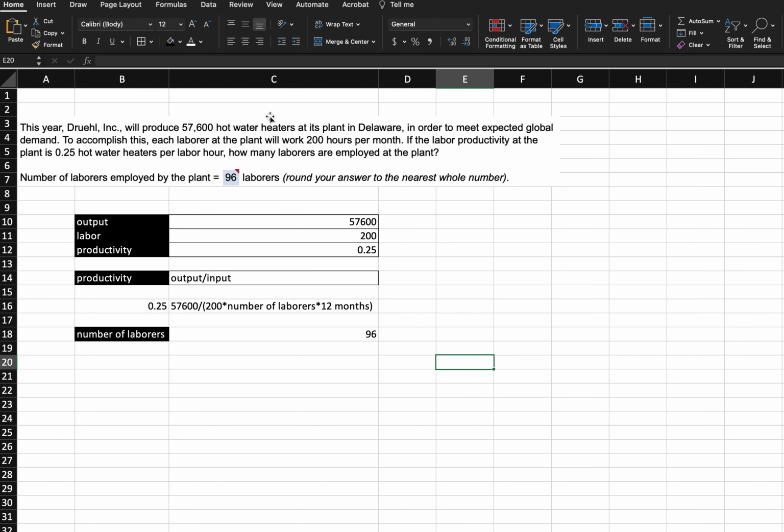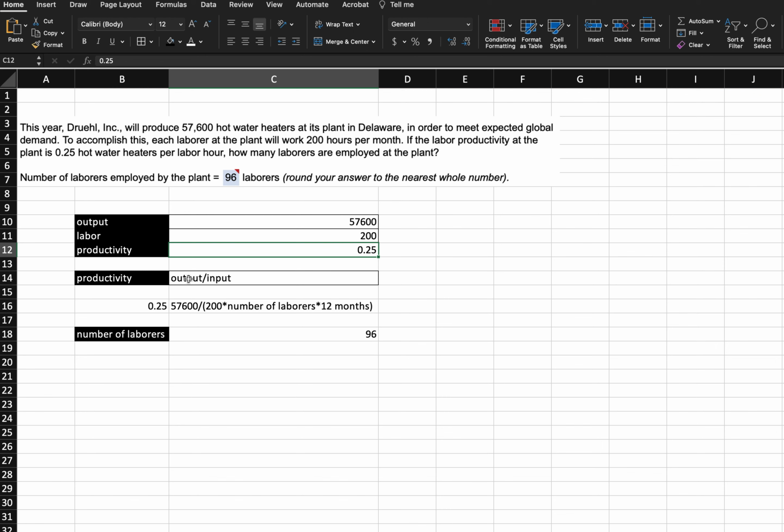This question is about finding the number of laborers. If you look at the question, you see that the output for the year is 57,600 water heaters per year, and one laborer works 200 hours per month, right? So there's a hint for the per month, and productivity is 0.25 hot water heaters per labor hour. So that was the question.